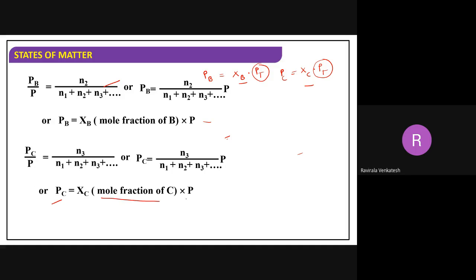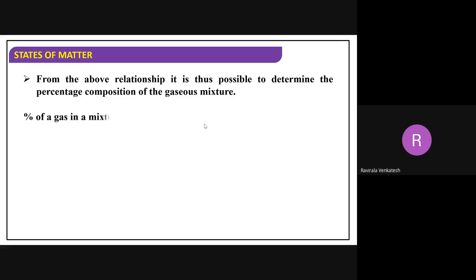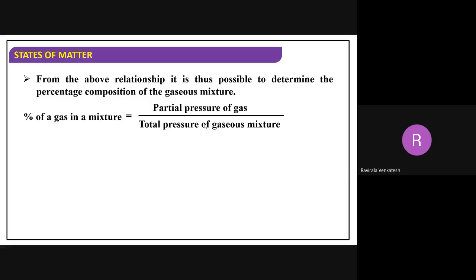What is the partial pressure of C? Mole fraction of C into P total. What is the partial pressure of B? Mole fraction of B into P total. From the above relationship, the percentage of gas in a mixture is the partial pressure of the gas divided by the total pressure. Correct or not? Because partial pressure of A is mole fraction of A into P total. Similarly, partial pressure of B is mole fraction of B into P total, and partial pressure of C is mole fraction of C into P total.